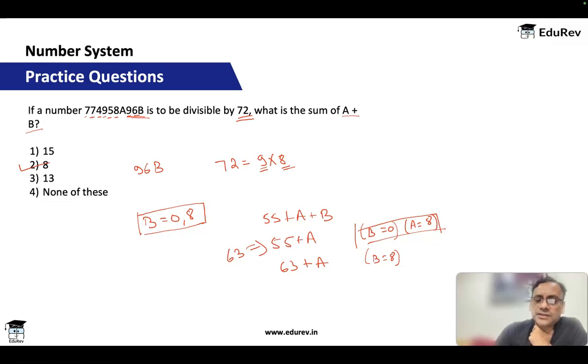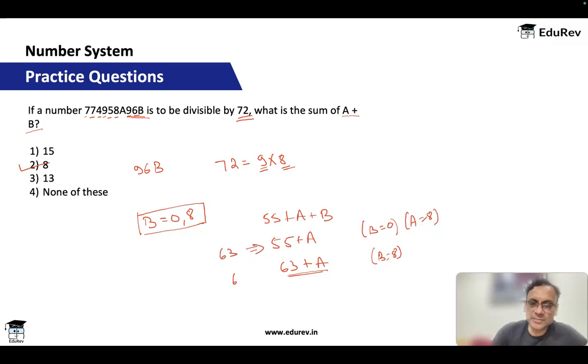Second case is 63 plus a. Now you know 63 itself is a multiple of 9. This also is 63 plus a. So one value possible obviously is 63, which is possible only if b is equal to 8 and a is equal to 0. So a is 0, b is 8. That again gives you a total of 8.